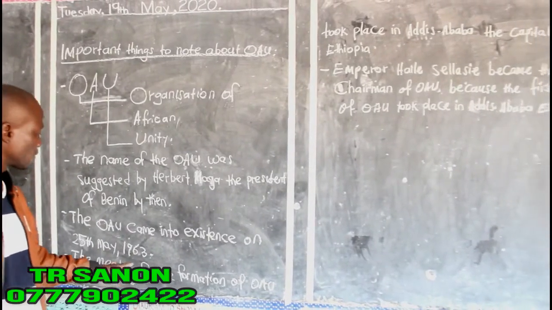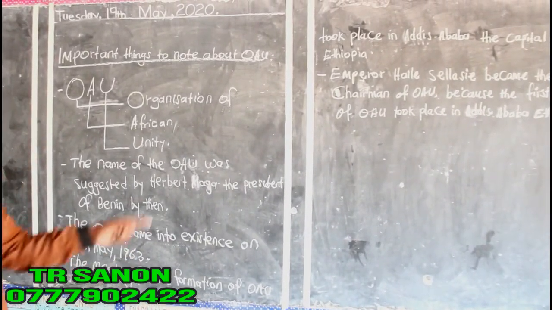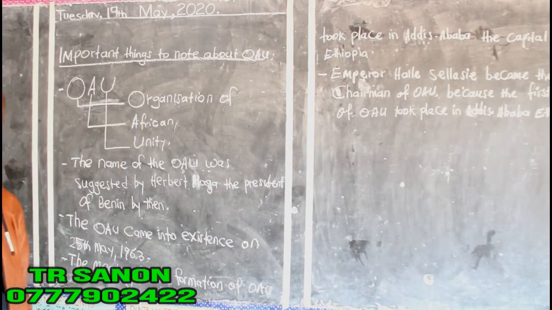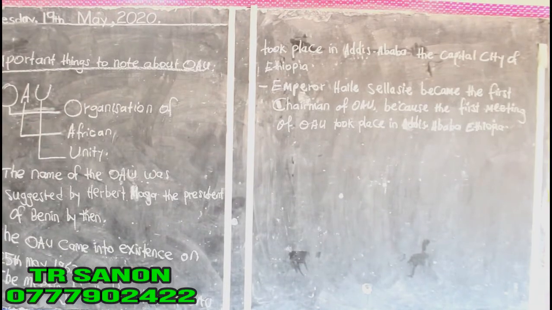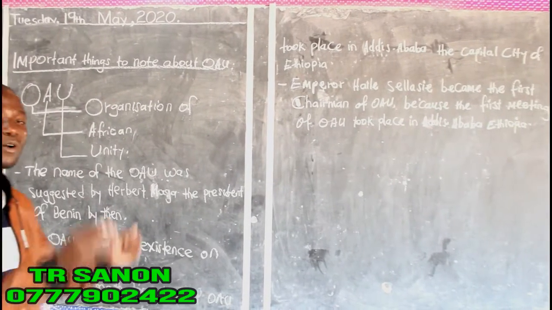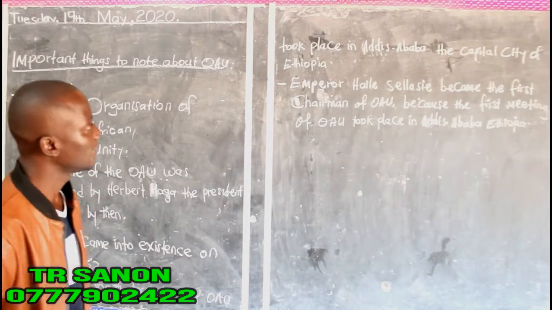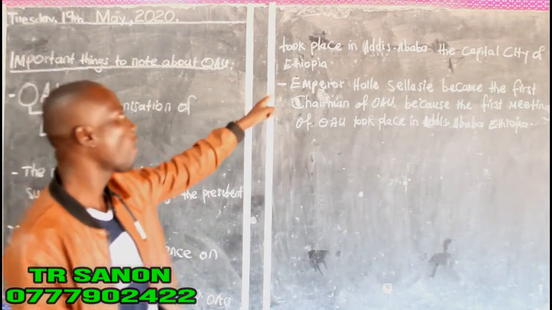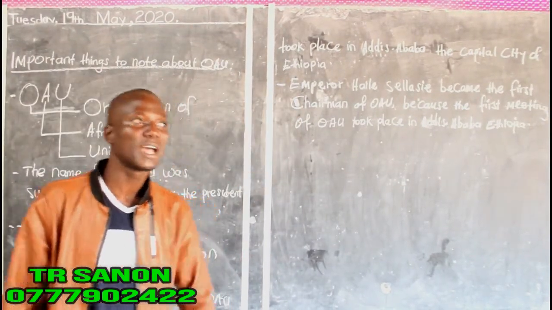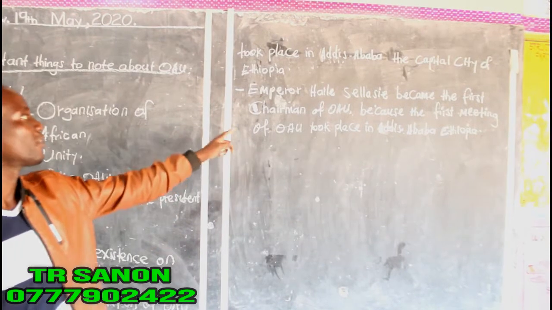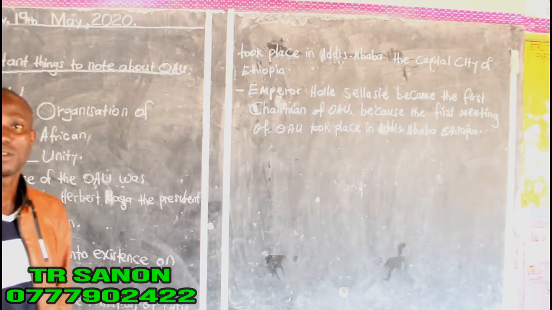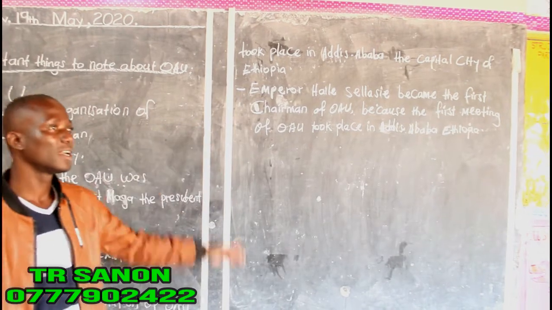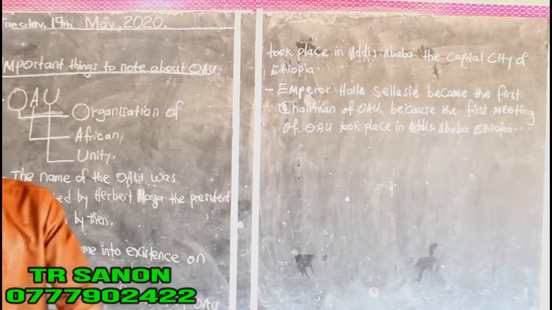The other point which I've already put here is that Ethiopia is the African country that hosted the meeting, and it was in Addis Ababa, the capital city of Ethiopia, right? And because the meeting took place in Ethiopia, Addis Ababa, Emperor Haile Selassie, the leader of Ethiopia by then, there and then became the first chairman. These are areas that we need to take note of.